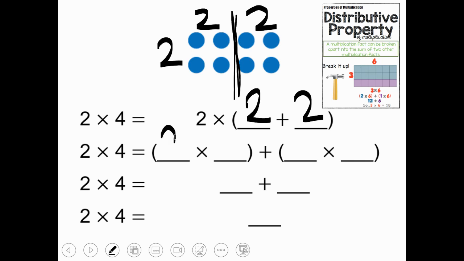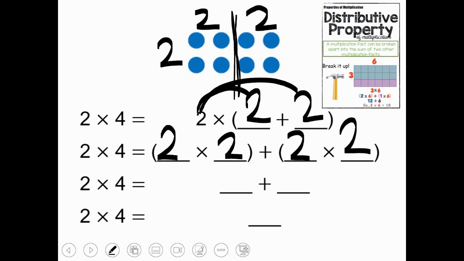Now I'm going to write it as a multiplication: 2 times 2. That 2 has to talk to that 2, and that 2 also has to talk to that other 2. 2 times 2 is 4, and 2 times 2 is 4. Now I'm going to add them back together. First I break apart, multiply, and then add them back together. 4 plus 4 is 8.